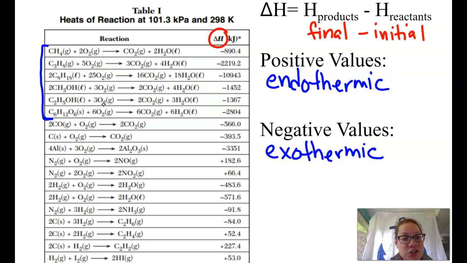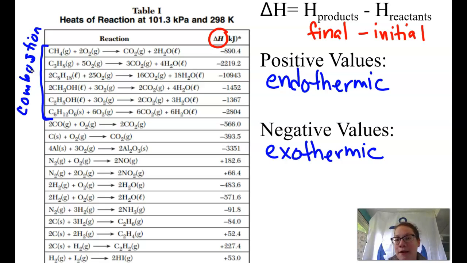Especially this one, C6H12O6 plus 6O2 yields CO2 and H2O, that's respiration. But what you should know is that these are all combustion reactions. Combustion just means burning. So all of these reactions are burning reactions.